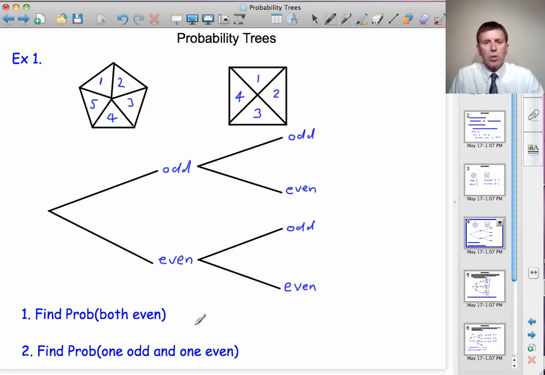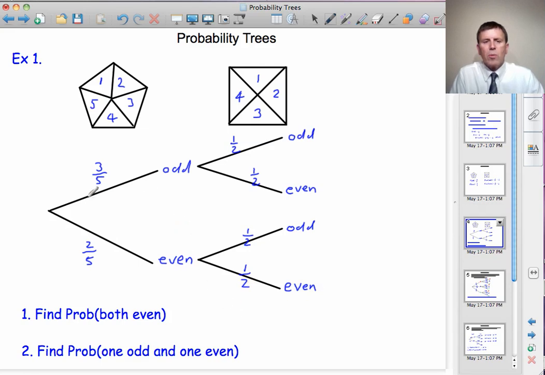To start, I've got to put the probabilities on the tree. So what I've done here is I've just given 2 options for odd or even for the pentagon. And I'm going to write the probabilities on these arms. So what about the probability we said for odd? That was 3 out of 5, so 3/5, which means the probability of getting even was 2/5. Now if we move on to the square, the probability of getting odd was a half and the probability of getting even was also a half. And we write the same down here.